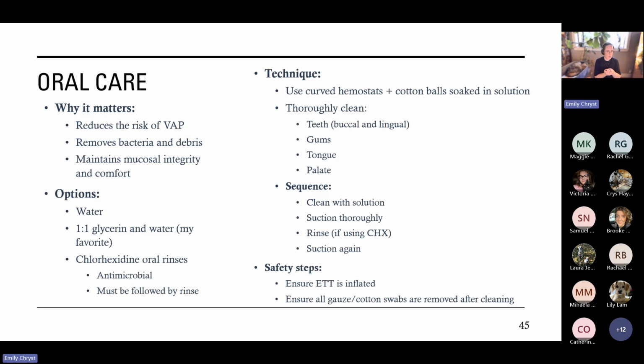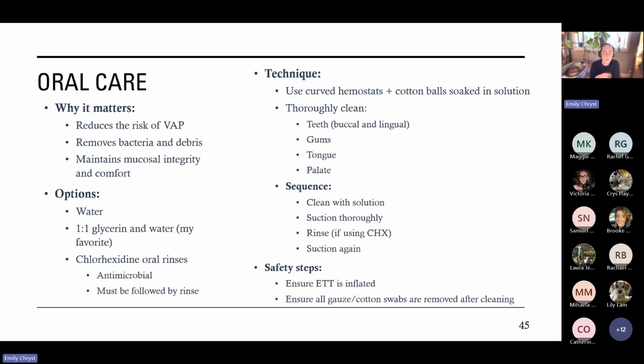So when we're talking about oral care, we can reduce the risk of ventilator-acquired pneumonia with really good oral care because we're removing bacteria and debris from the mouth. But we're also going to be able to maintain mucosal integrity and comfort. So when we first think of oral care, we're thinking about keeping that mouth moist. We have a handful of options. We could just use tap water. I like using a mixture of 1-to-1 glycerin and water because it keeps the mouth moist longer than just water alone. And then chlorhexidine can be helpful from an antimicrobial standpoint.